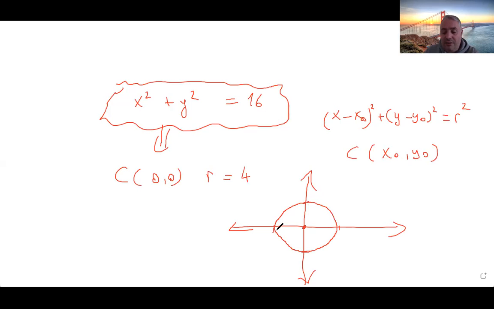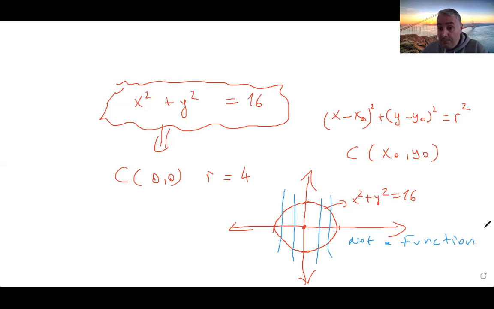Okay, so right now, this is a circle. So x squared plus y squared equals 16 is this whole circle. But if you remember the vertical line test, what was it? When you draw the vertical lines, if it cuts more than 1 point, this is not a function. We said before, it's not a function, but in AP calculus, we call this kind of thing an implicit function.